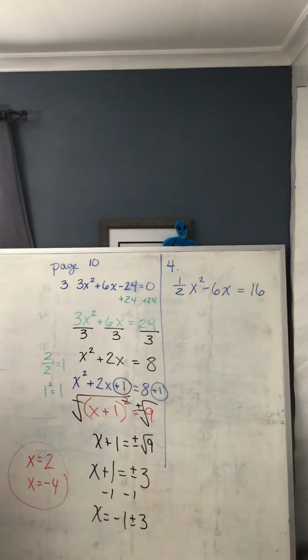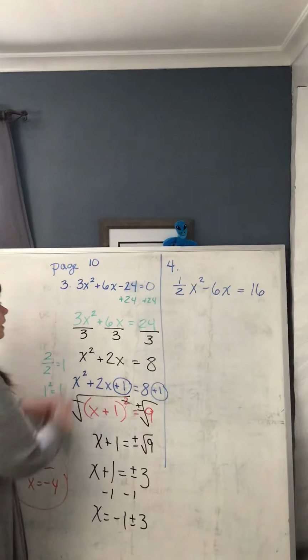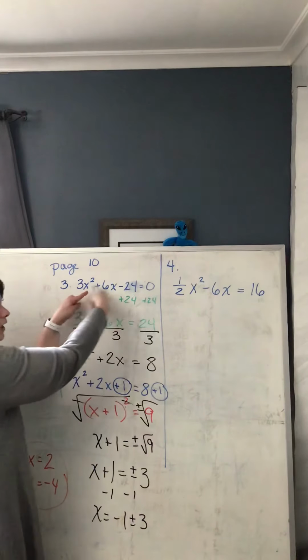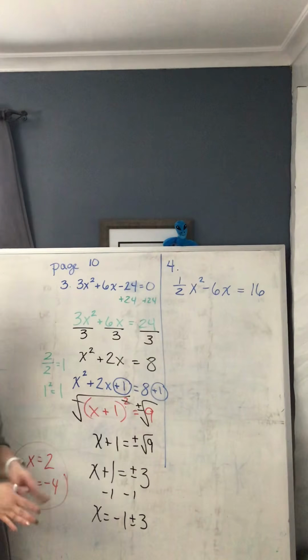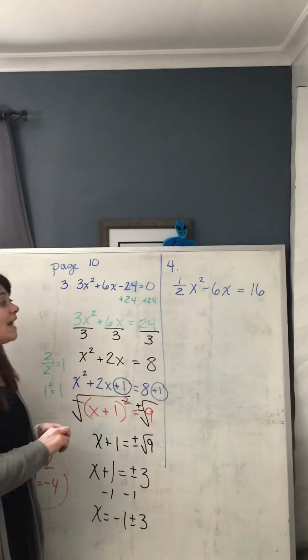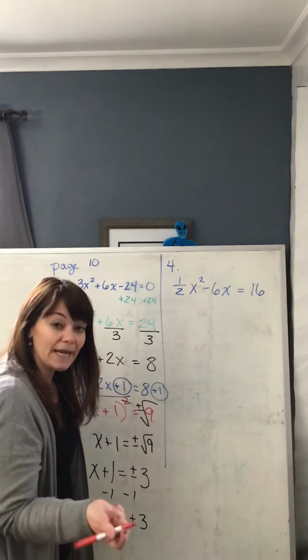What does that mean? That means if I plug 2 into the original, it makes it true, makes it equal. If I plug -4 into the original, it makes it true, makes it equal. Okay. The next one, we have to divide by 1/2. That's okay.